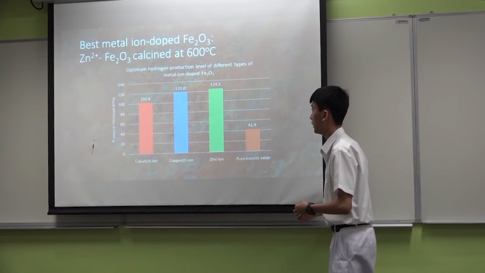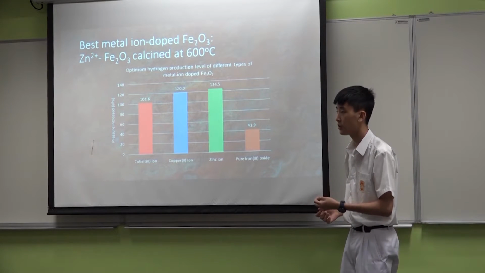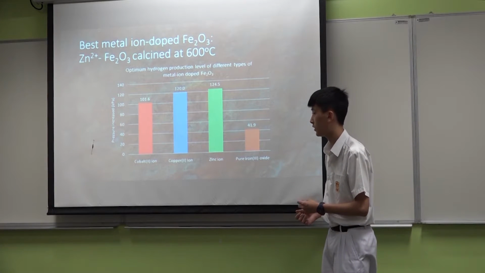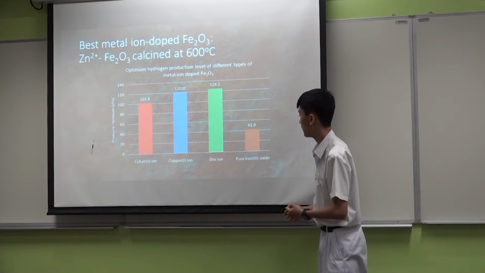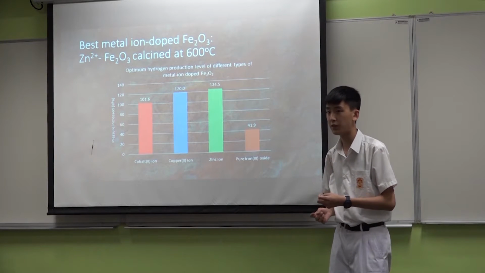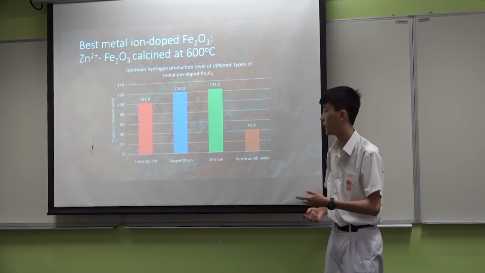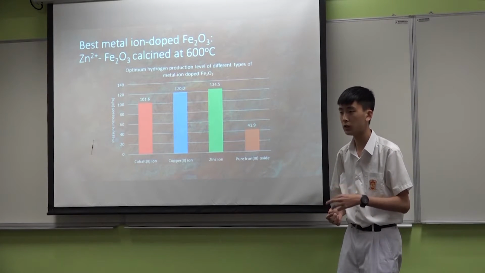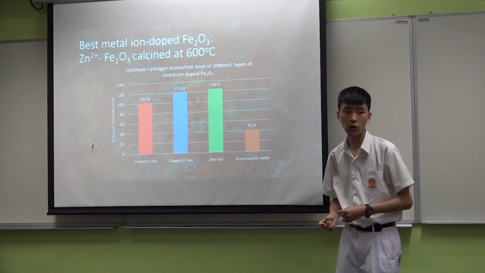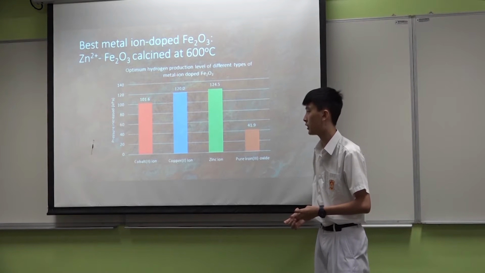In this experiment, we tried to find out the best metal ion doped iron peroxide at different calcination temperatures. We found that zinc ion doped iron peroxide calcined at 600 degrees Celsius shows the best result. We reason that the zinc ion doped iron peroxide will have a very significant redshift in its absorption spectrum, and it narrows its bandgap by a significant amount. Therefore, less energy will be required for excitation, and a broader range of visible light can also be utilized. So it will be more efficient for zinc ion doped iron peroxide to be used in halogen production.